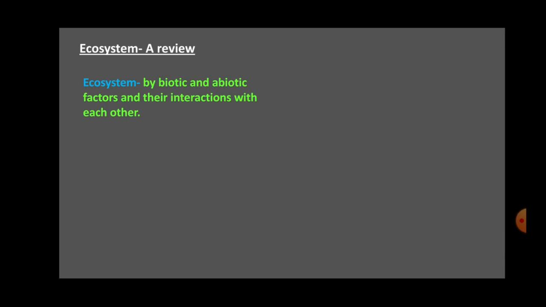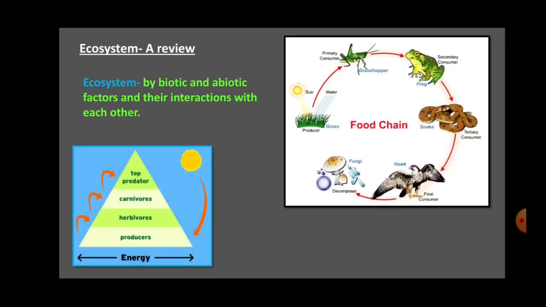Okay, so we all are aware that there is an interaction constantly going on between the biotic and the abiotic factors. So this all together forms an ecosystem. Eco, I hope you all know, means environment. Now both the pictures that you can see on your screen are very familiar. The first one is the energy flow in an ecosystem, and the second one shows you how the food chain in the environment goes on.